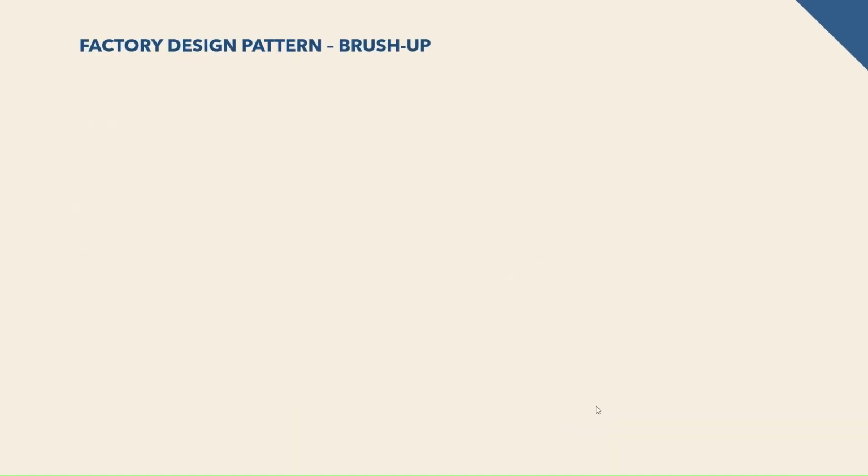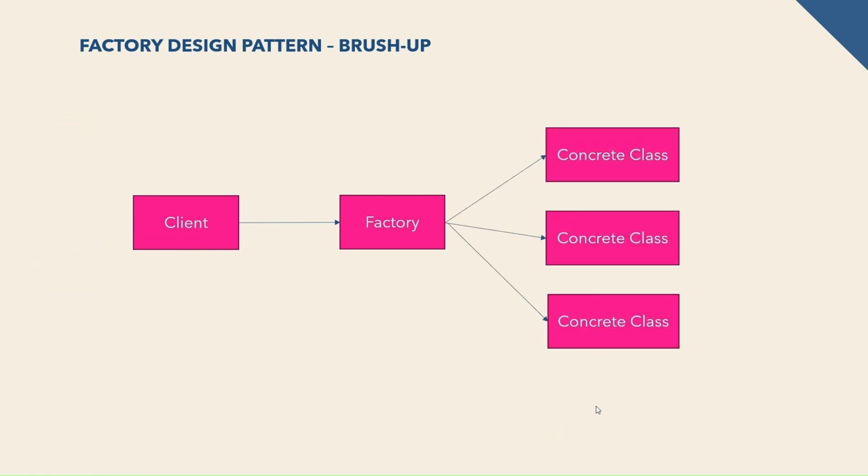Before going to the diagrammatic explanation about the abstract factory design pattern, let us have a brush up about the factory method design pattern. In factory method design pattern, the client is going to post his requirement to the factory and the factory is responsible to create one among the concrete classes based on the client request. This is actually a brush up about the factory method design pattern.